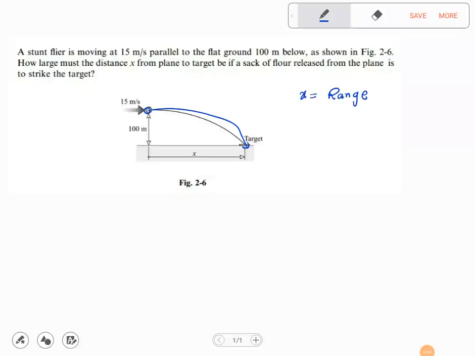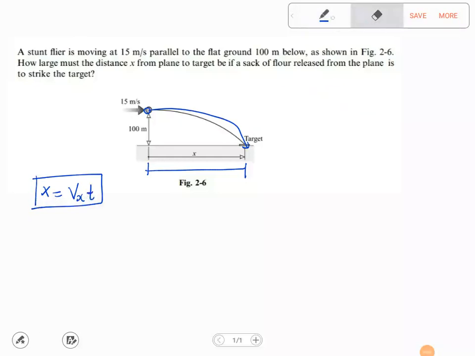And the range is just distance. And how do we define distance? Now, remember, this is just a horizontal motion. And we know that distance is just equal to speed, which is velocity, in the same direction times what? Time. Now, to find x, that means we need to find the velocity. We also need to find what? Time.